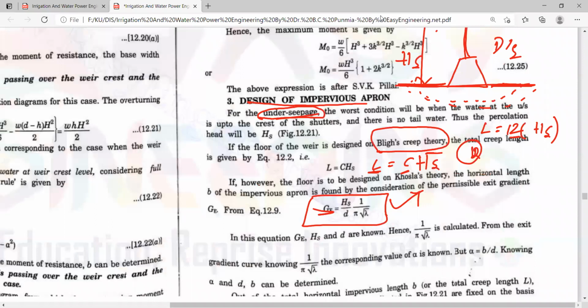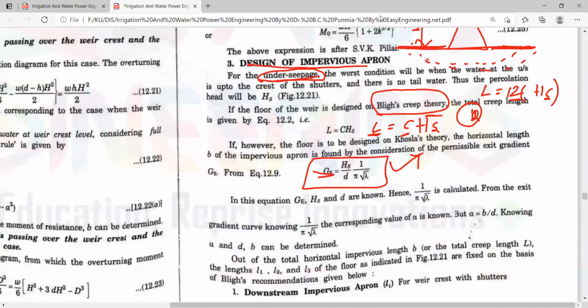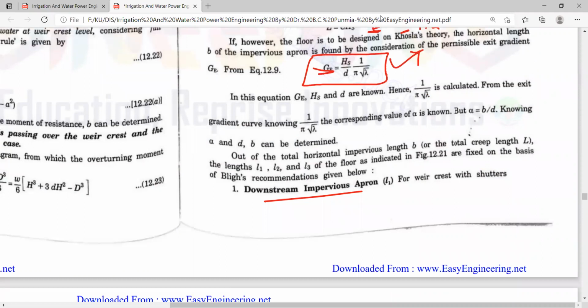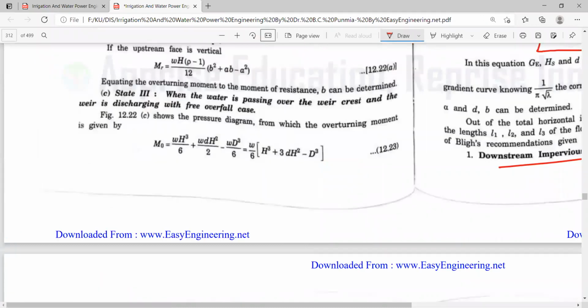First, this is the total creep length we are calculating from this formula, L is equal to C into HS. After that, we need to go for the design of the impervious apron L1. The design of the impervious apron depends upon the total length of creep, which, as we just saw, depends upon the amount of water available on the upstream side of the weir.